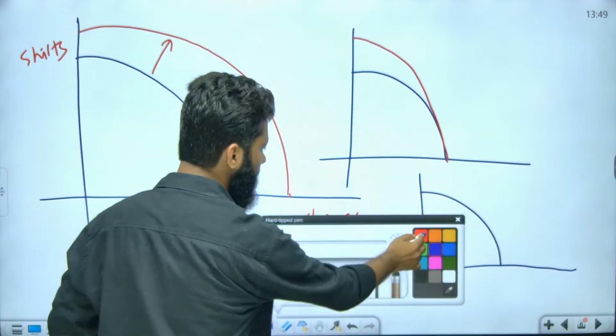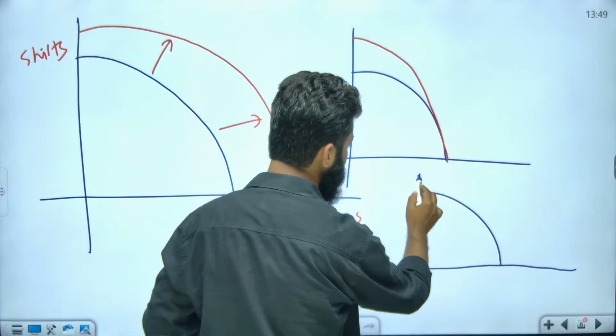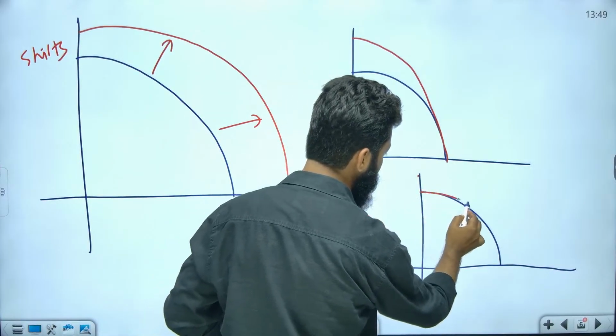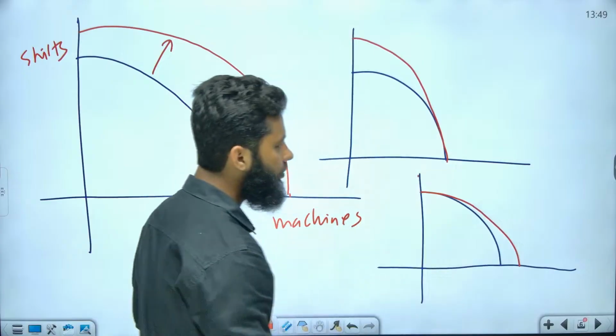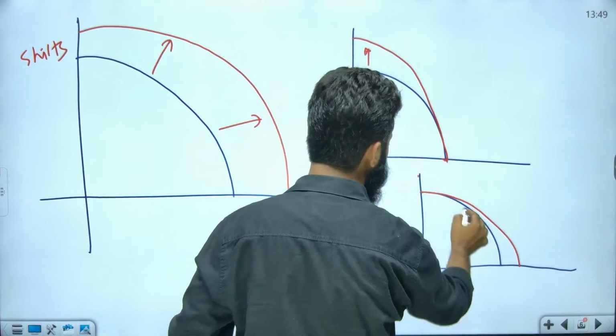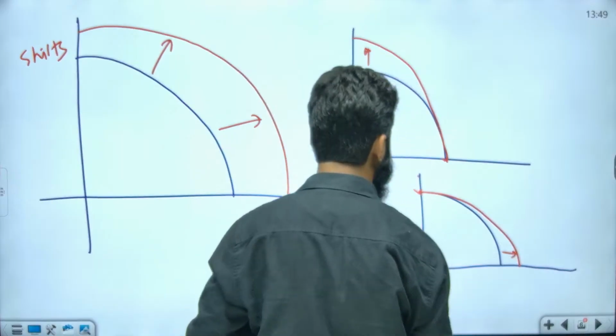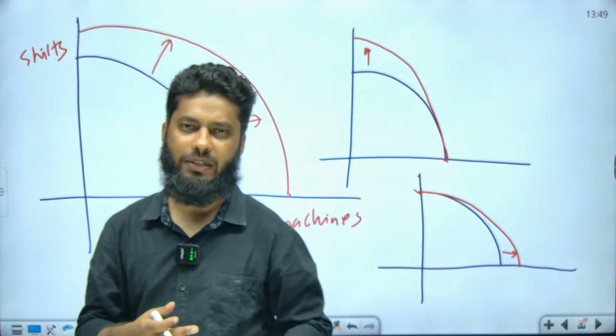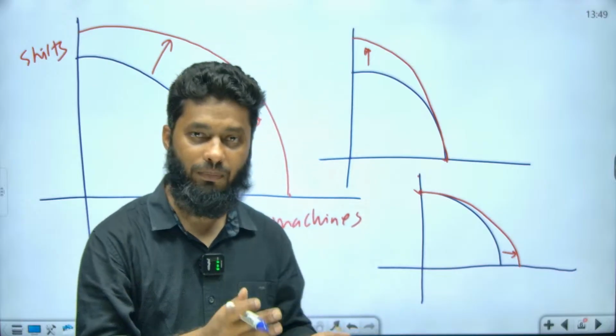Suppose the technology improves only for manufacturing of machines and not for shirts. This is how the shift can be there. So as you can observe, shift is here, there is no shift here, there is no shift here, and shift is here. So this is how the PPC can be drawn if technology improves.